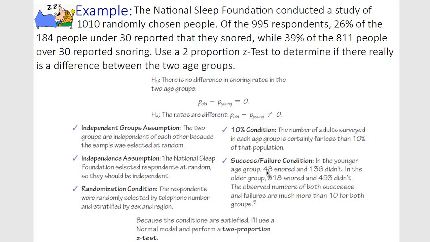Not even Tallahassee. Success/failure condition: in the younger age group, 48 snored, 136 didn't. In the older group too, those are all much more than 10. I know it seems really dumb to list all this out, but we have to prove this before we can continue. You have to actually list this stuff when you do your free response questions. Because these conditions are satisfied, I'll use a normal model and perform a two-proportion z-test. Again, write it just like this in your FRQs.